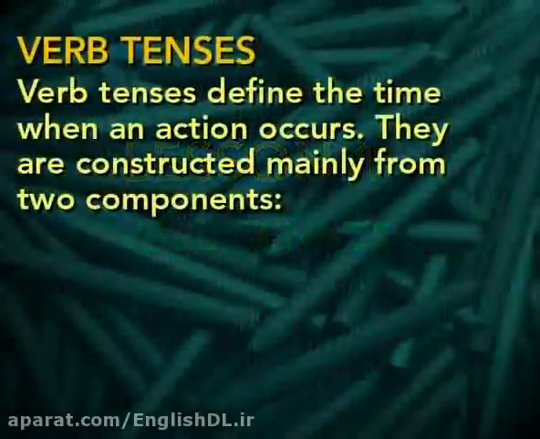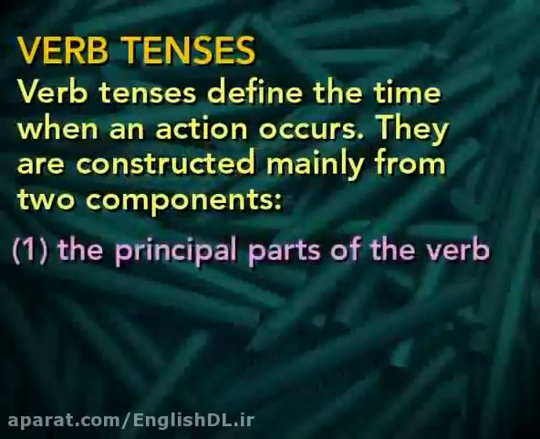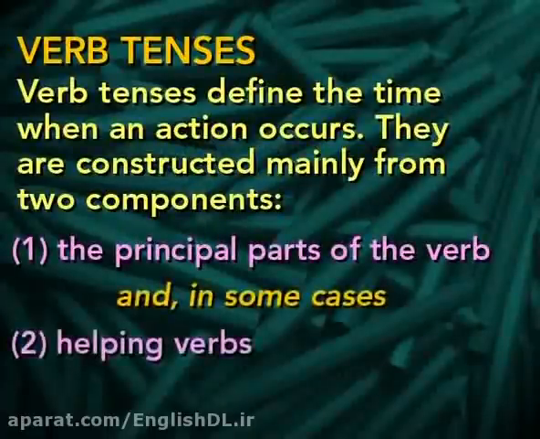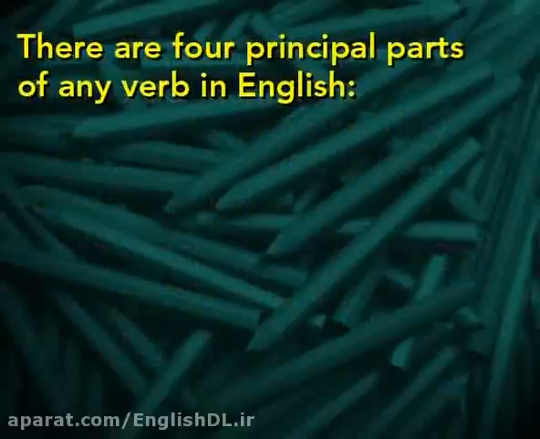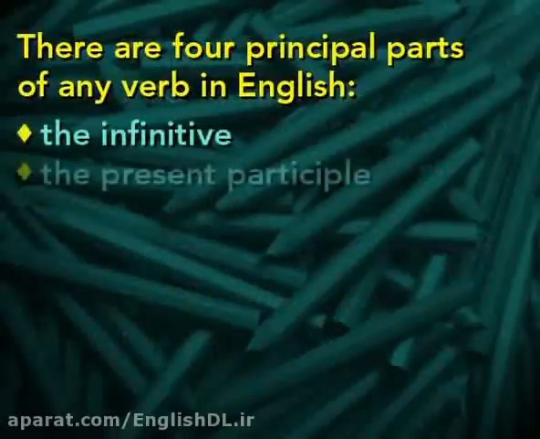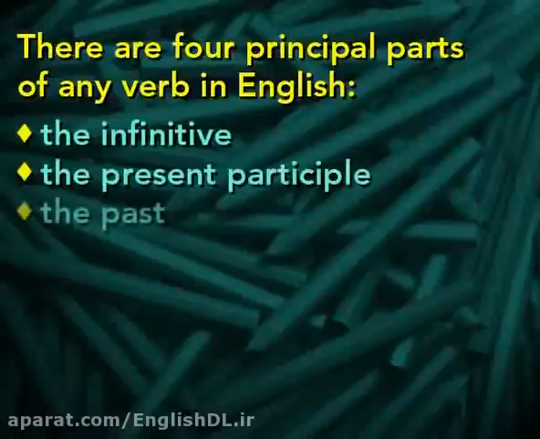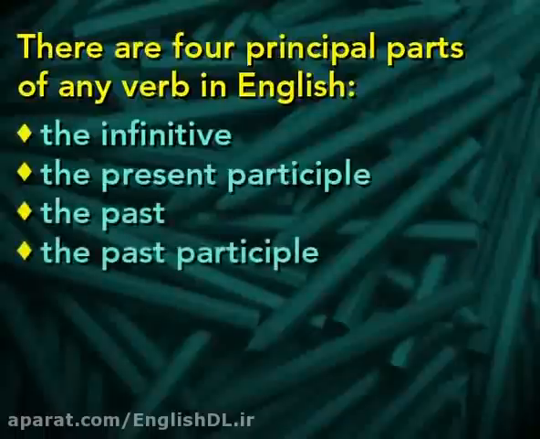Verb tenses define the time when an action occurs. They're constructed mainly from two components. First, the principal parts of the verb, and, in some cases, helping verbs. Now, there are four principal parts of any verb in English. These four principal parts are the infinitive, the present participle, the past, and the past participle. Let's take a moment to look at each of these a bit more closely.